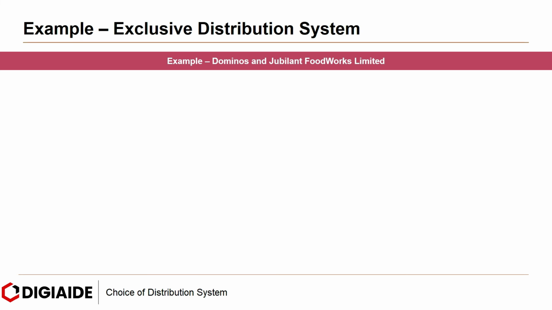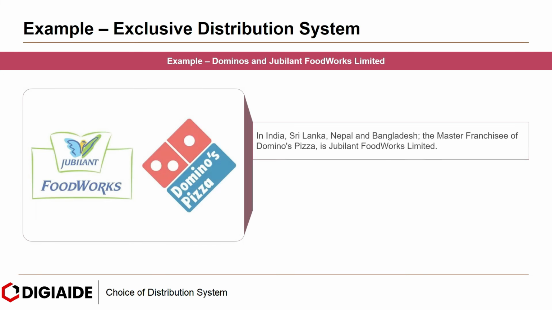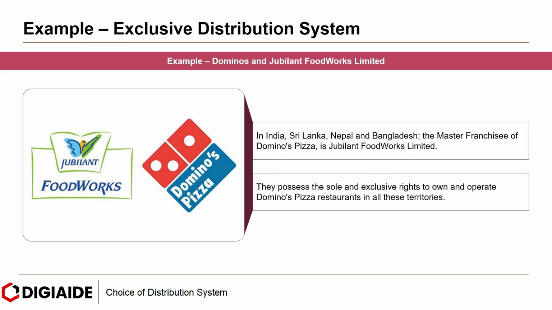And the other example of exclusive distribution system is of Domino's and Jubilant FoodWorks. In India, Sri Lanka, Nepal and Bangladesh, the master franchisee of Domino's Pizza is Jubilant FoodWorks. Jubilant FoodWorks possesses the sole and exclusive rights to own and operate Domino's Pizza restaurants in all these territories.